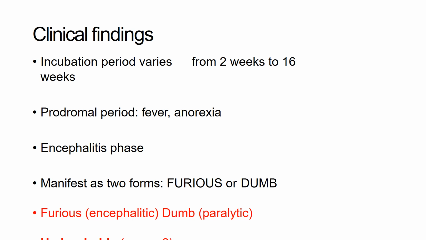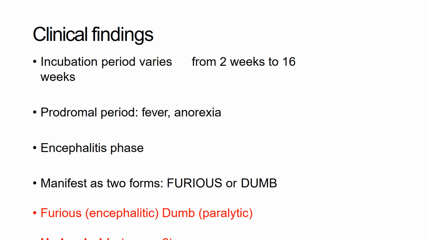Now this rabies infection manifests as two forms, the furious form or the dumb form. If you talk about the furious form, we get encephalitis, and in the dumb form, we get paralysis or paresthesias. Another term which is associated with rabies virus infection is hydrophobia.